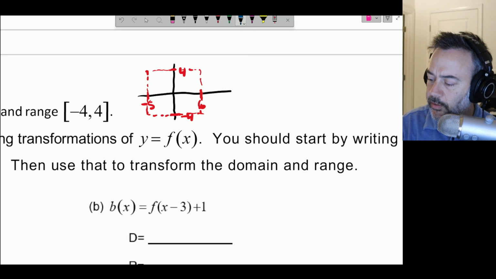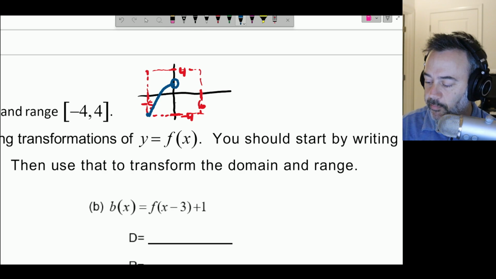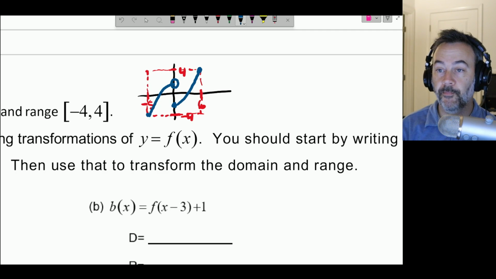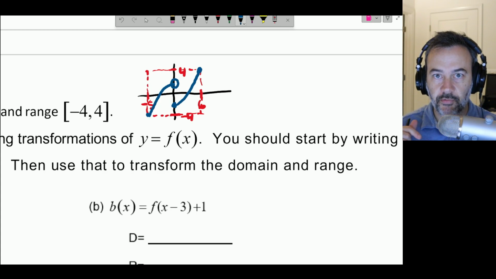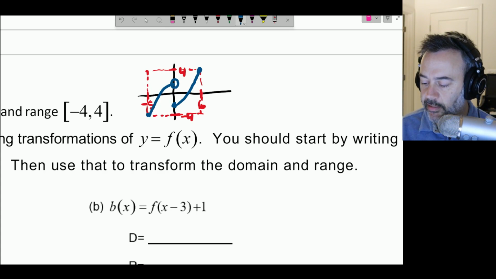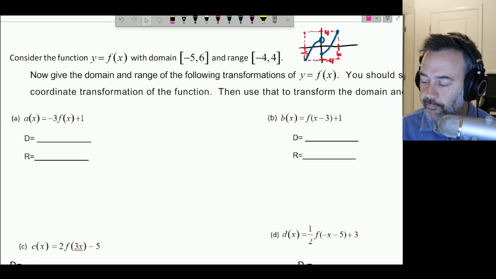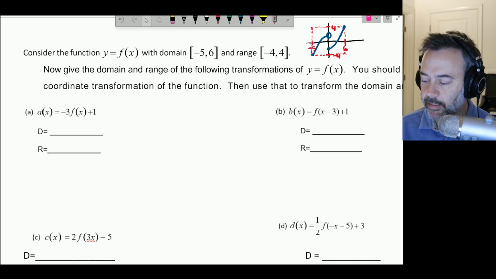And who knows, the function could be just a line segment that connects these two corners like that. It also could be something that goes like this, and maybe it has a hole right here, or an open end, and then it jumps down here, and then it comes up like that, and it includes that corner. So there's infinitely many examples of functions that live inside of this rectangle and have this domain and range. Okay, but we don't know exactly what it is.